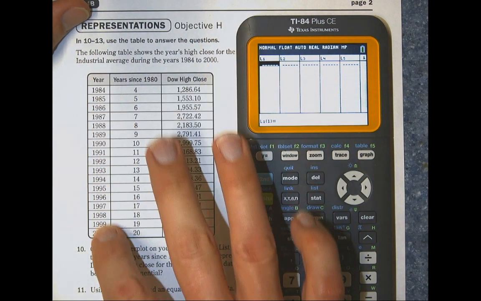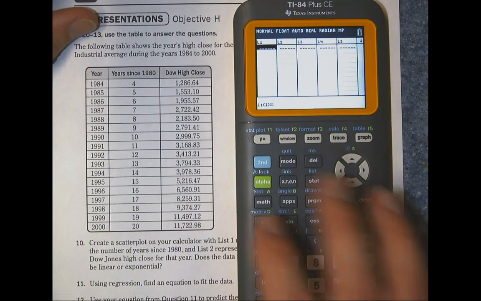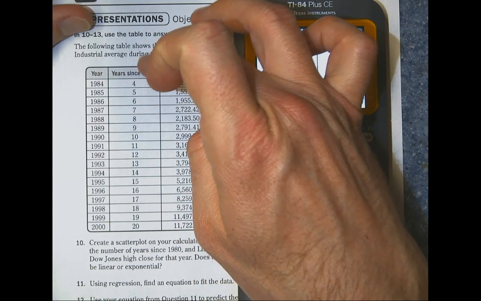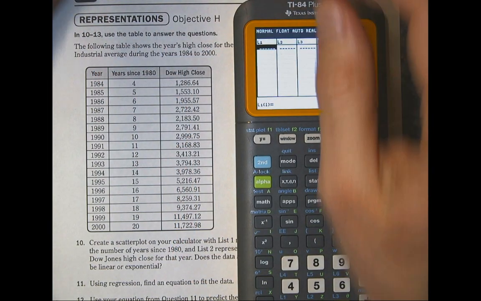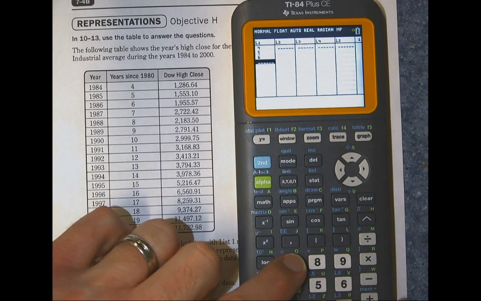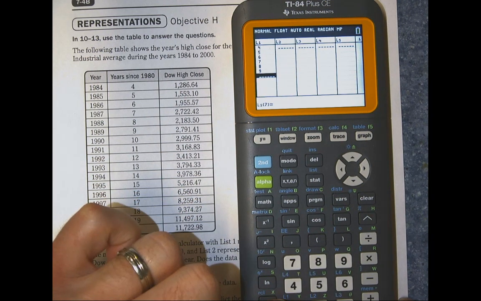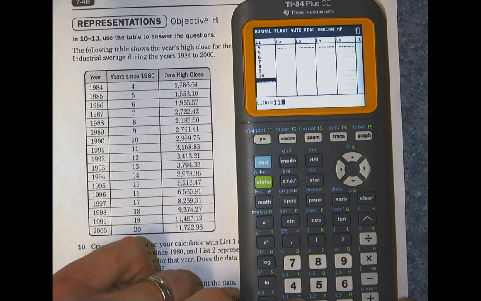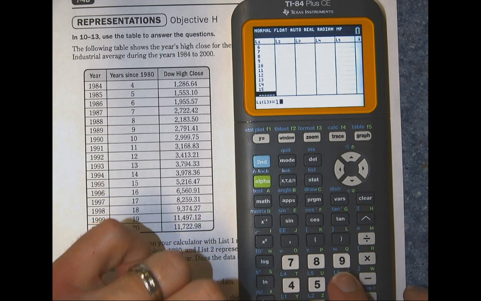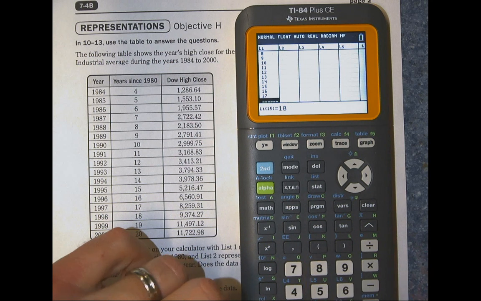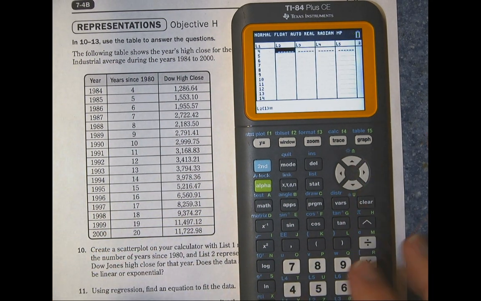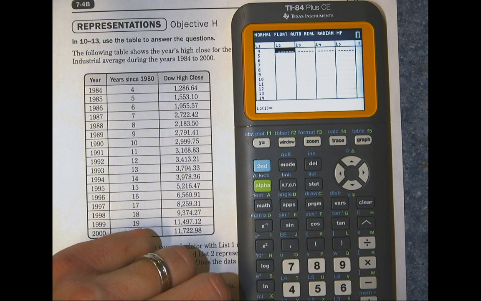So again, we're not going to use the years. We're going to use these numbers that are given to us. Now, we're not going to start with 0 as 1984. They've already kind of told you how they want you to do it. We're going to measure everything from 1980. So we are starting with the 4, 5, 6 on all the way down, and we're going to go all the way down to 20. Okay, and slide over to L2. Now we got to put these numbers in carefully.